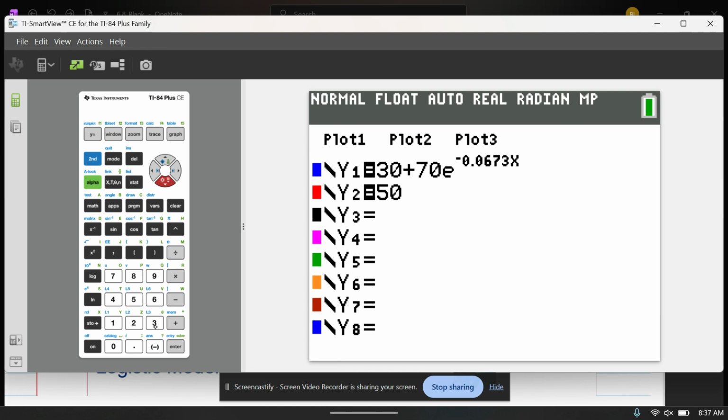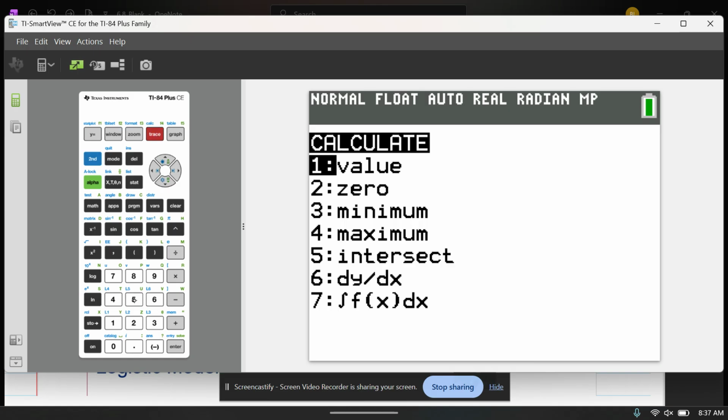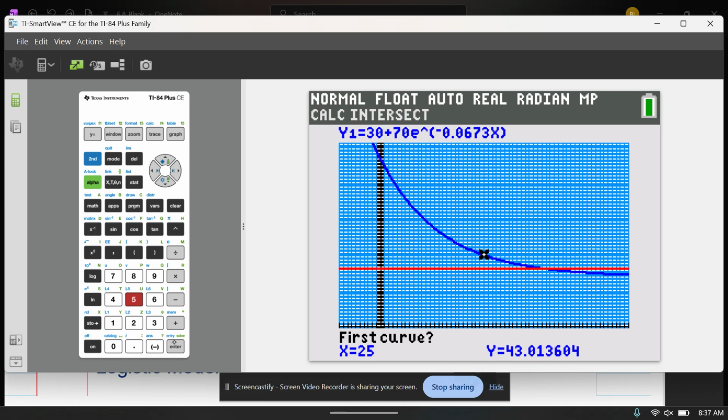Yeah, change the 50 to a 35, hit graph. It should be somewhere more over here, because it took longer to cool off to 35 degrees. So we're going to find that intersection there. Second trace, intersect, enter. It's going to take 39.2 minutes to get down to 35 degrees, give or take a few seconds, probably.